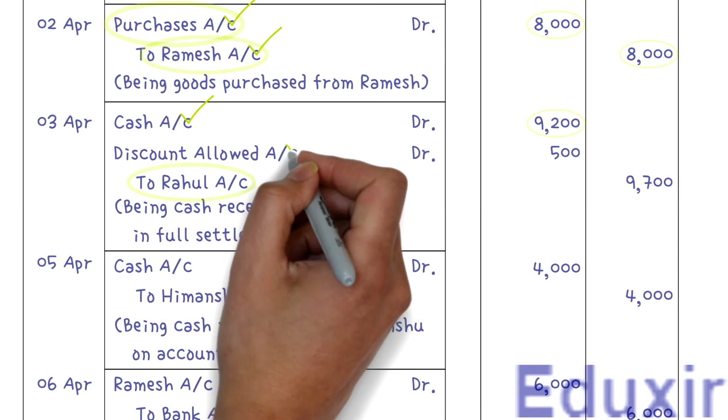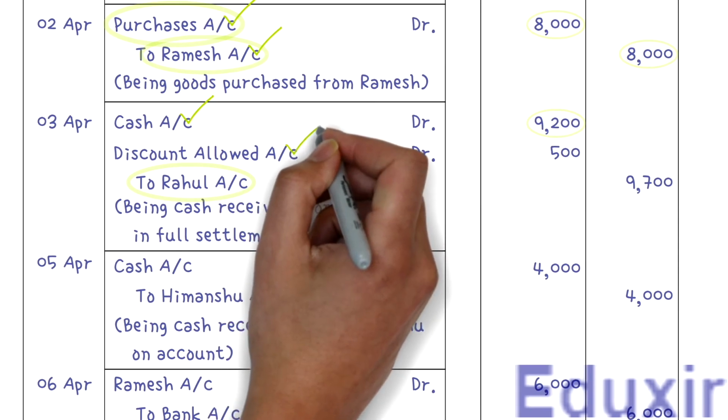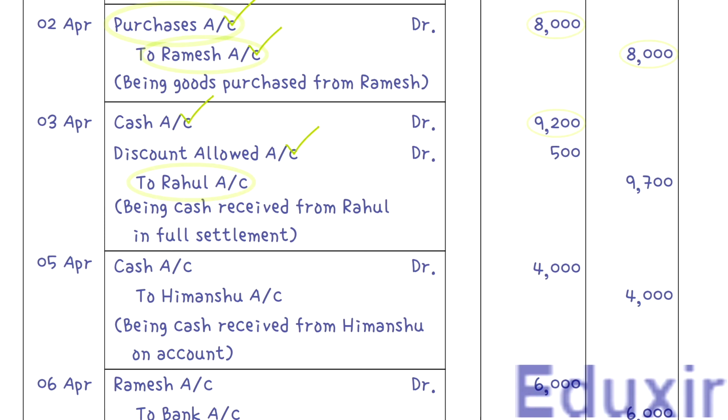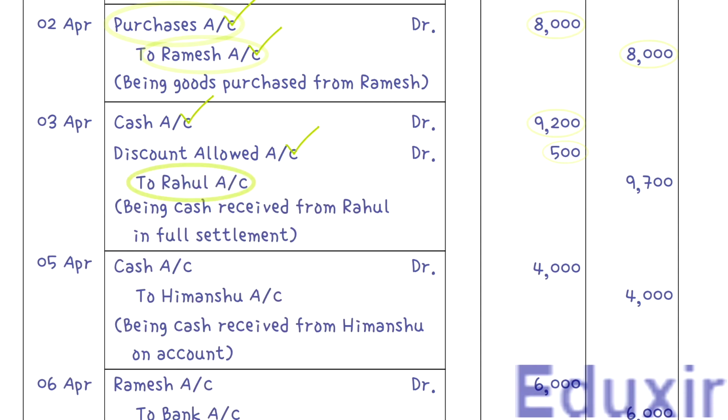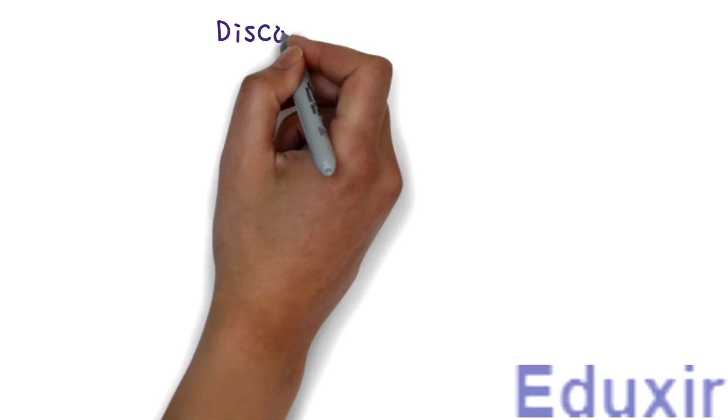As the name suggests, it needs to be posted on the debit side of discount allowed account and the debit amount is 500 rupees. Note that the details that need to be posted into the particulars column is Rahul account. For posting this entry, we need to create a ledger account for discount allowed as it is not yet created. Let us first write the title as discount allowed account.